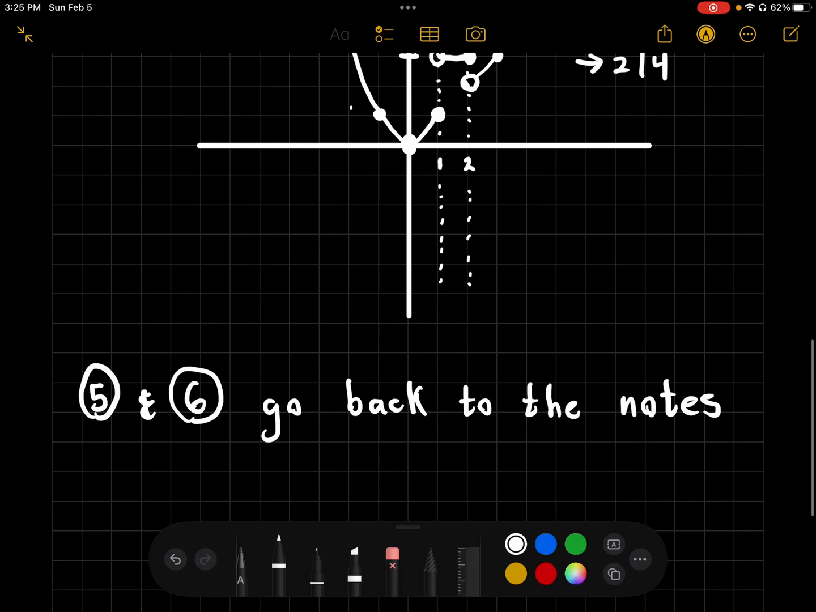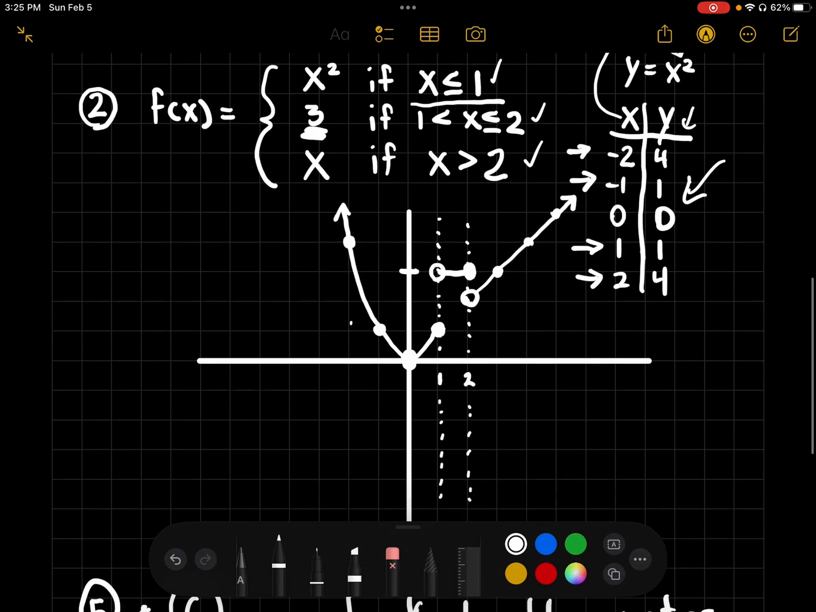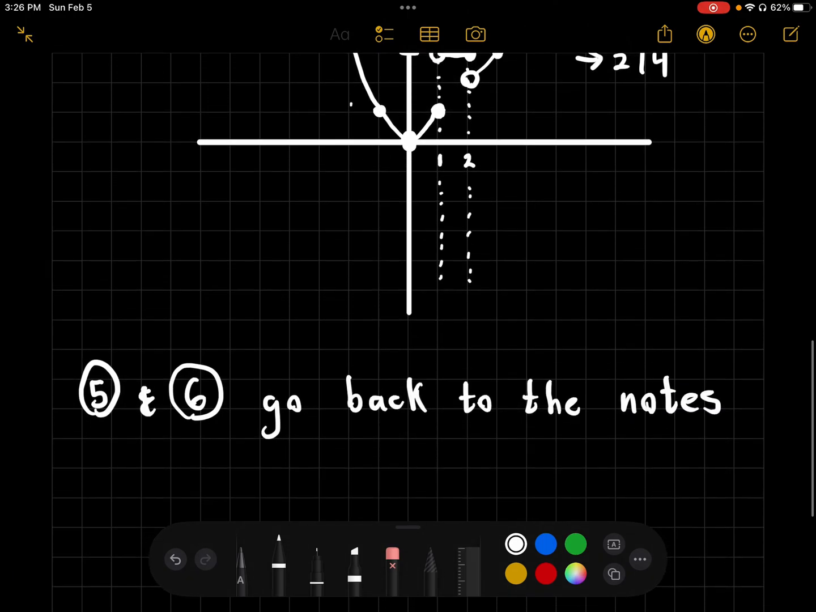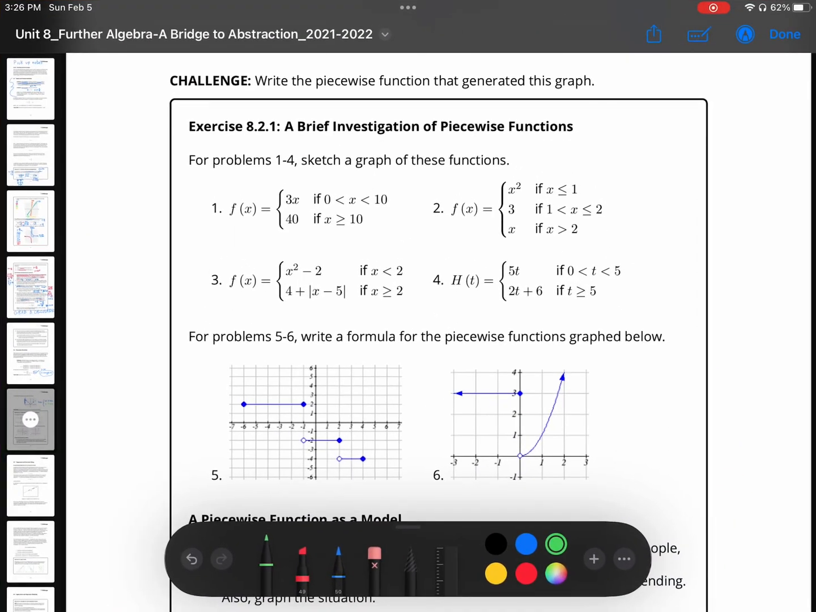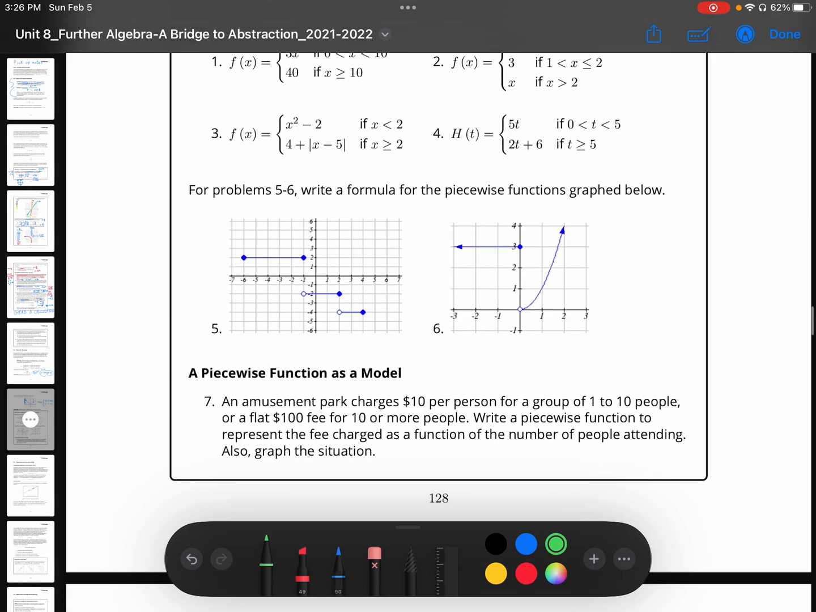For questions, I'm not going to do every single one of these questions for the sake of time. Now let's go look at 5 and 6 on your notes, because I think it's easier just to do in your notes. So on 5 and 6, you're supposed to come up with the piecewise function for both of these. So here's how you would do it.